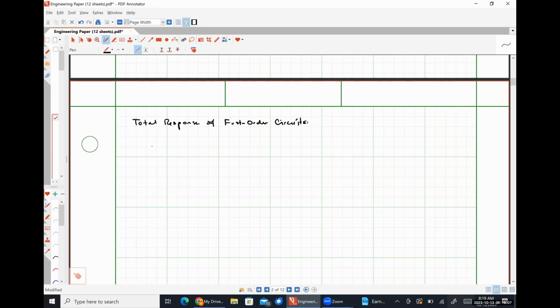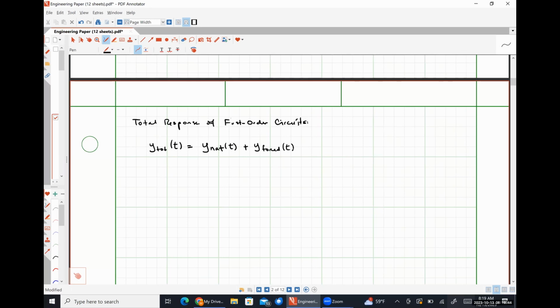So the total response of a circuit, which I'm just going to call Y total, is the natural response, which is what we've been dealing with to this point, plus the forced response of the circuit. So the forced response of a circuit is how a circuit behaves when there is a forcing function, okay?